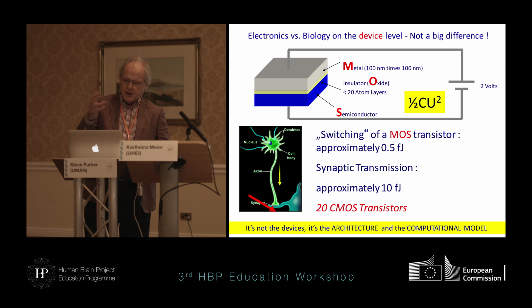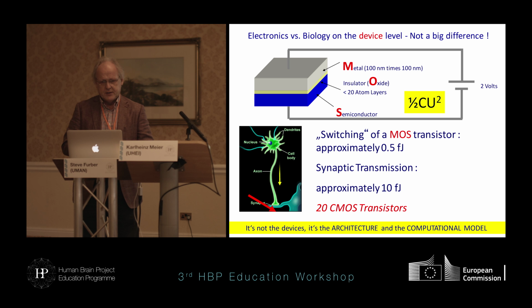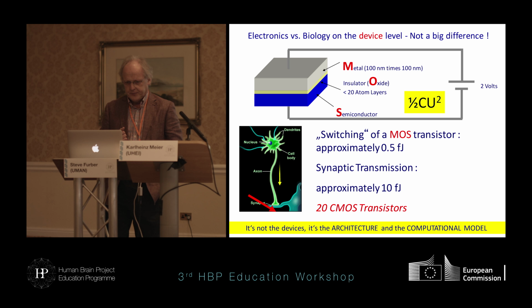And if we do the sums, looking at the size of the transistor and the voltage that's used to operate it, it's a very capacitive operation, so the half CV squared model gives you a good estimate of the energy required to switch a transistor. And if you do the sums, what you find is that switching a single transistor takes about half a femtojoule. Compare that with a synaptic transmission of 10 femtojoules, and what you see is that each synaptic transition in biology uses about the same energy as about 20 CMOS transistors.